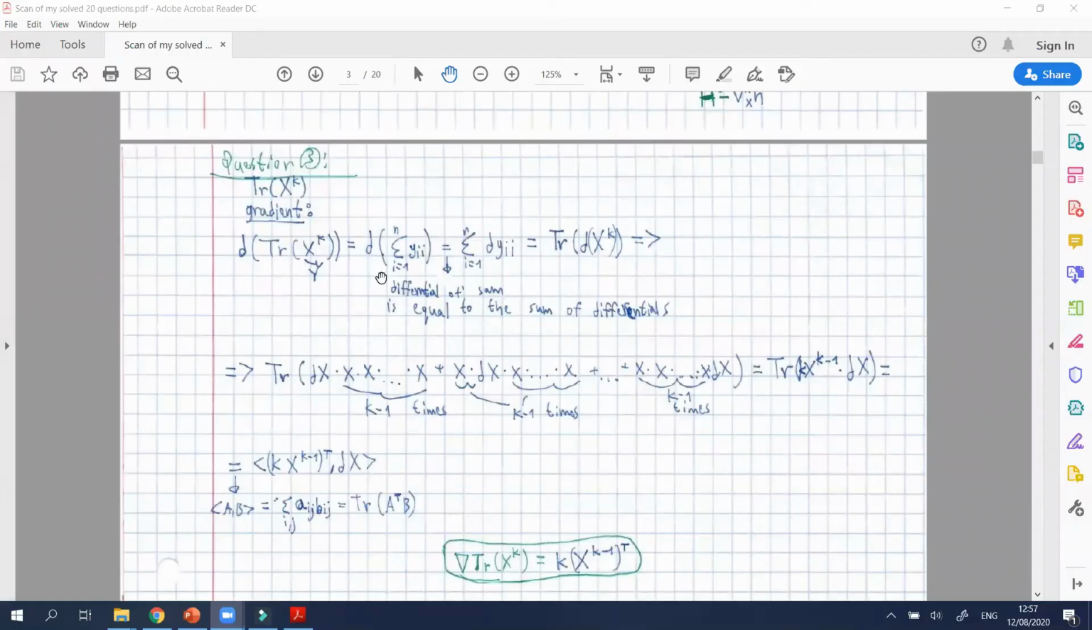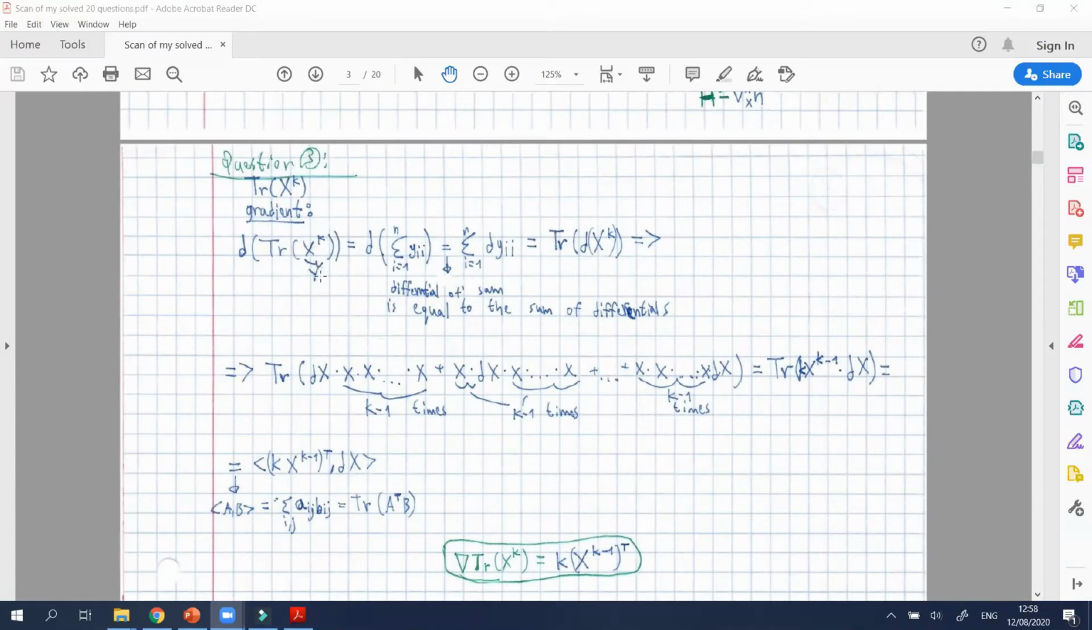We're continuing to question number 3. We actually want to derive the trace of X to the power of k, when X is a matrix. So we want to find a differential, as we know, and with that, using the external definition of the differential, we'll get the gradient. So the differential of the trace of a matrix to the power of k, let's call it X to the power of k.